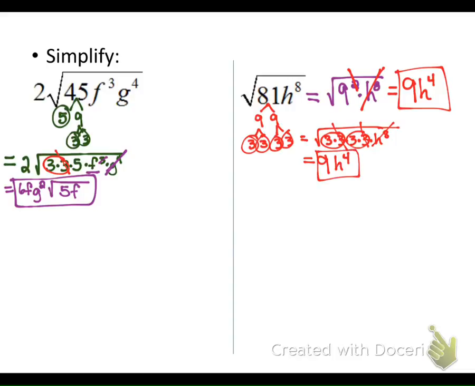So your work might have ended up looking like all this here in the red, and that's okay. Either this way or this way will be acceptable. You'll get full credit as long as you make sure you show all of your work. Any questions on the first two? The first two here, you're just simplifying the square root.